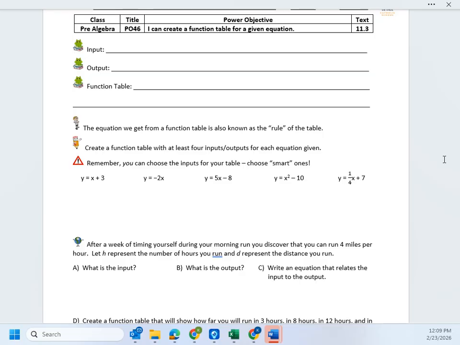So, first thing we have to do is we have to learn all the different vocabulary words. We are going to be using these words as we go through this unit.